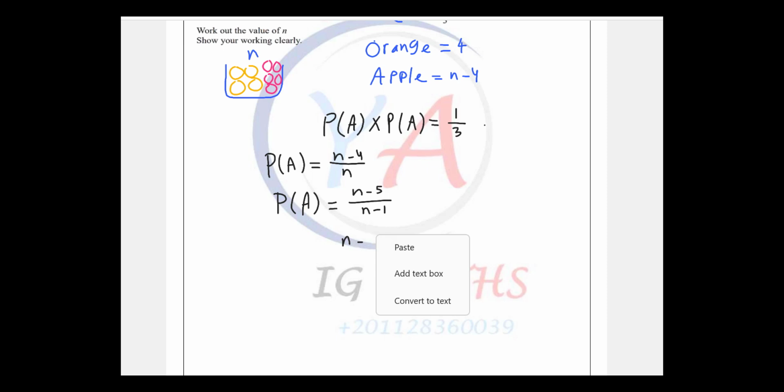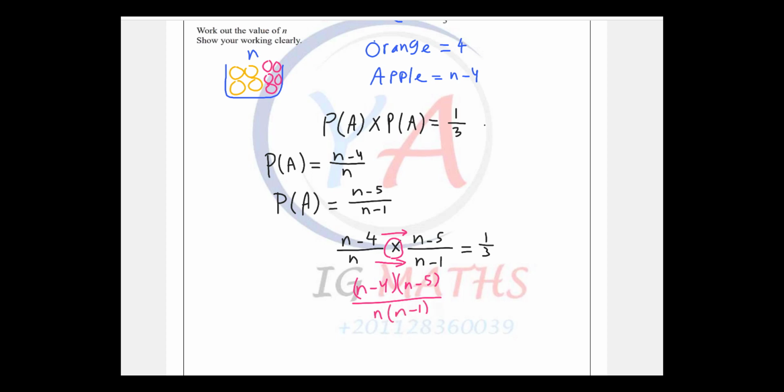So the probability now will be n minus 4, sorry, over n multiplied by n minus 5 all over n minus 1. Now I need to tell you something very important. Some students make a big mistake here. They try to get a common denominator and then cross multiply. No, this is multiplication. You multiply denominator by denominator and numerator by numerator. So it will be n minus 4 multiplied by n minus 5 all over n multiplied by n minus 1. It gives you 1/3.